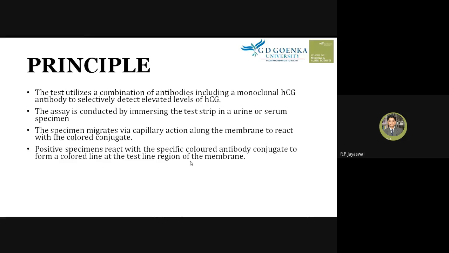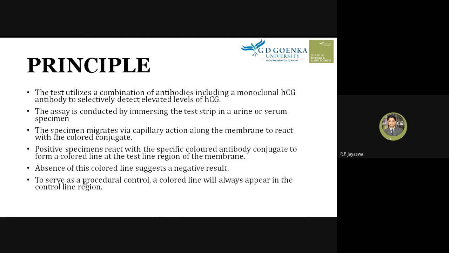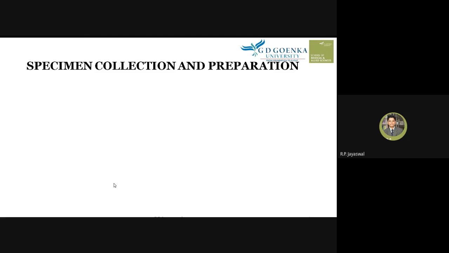At the test line region of the membrane, we usually see the colored line. If there is an absence of this colored line, it suggests a negative result. To serve as a procedural control, a colored line will always appear in the control line region. So other than the test line, there is a control line, and in the procedure you can see the colored line always appears. It indicates that the test strip is working properly, or it gives the validity of the strip, right?